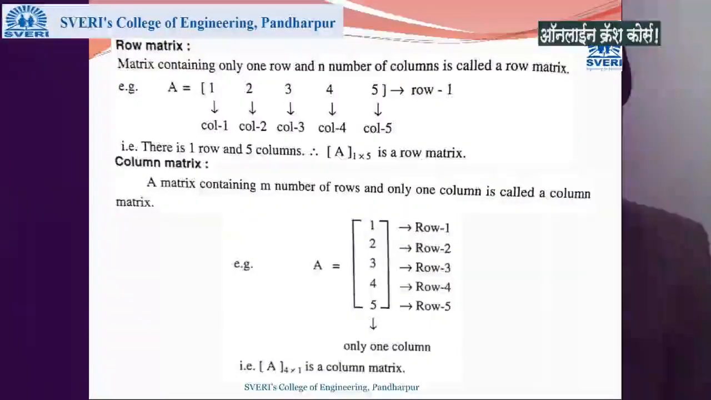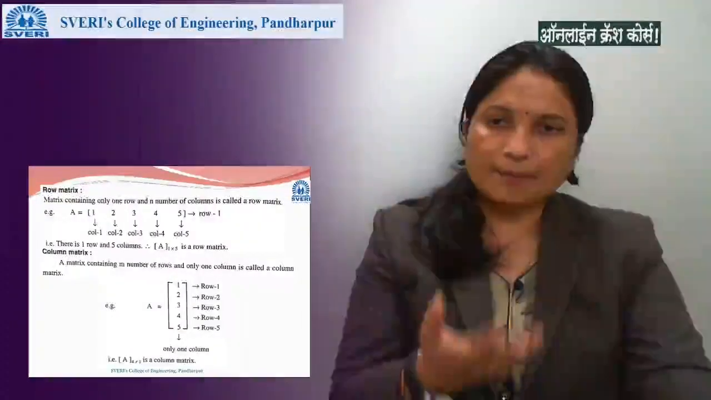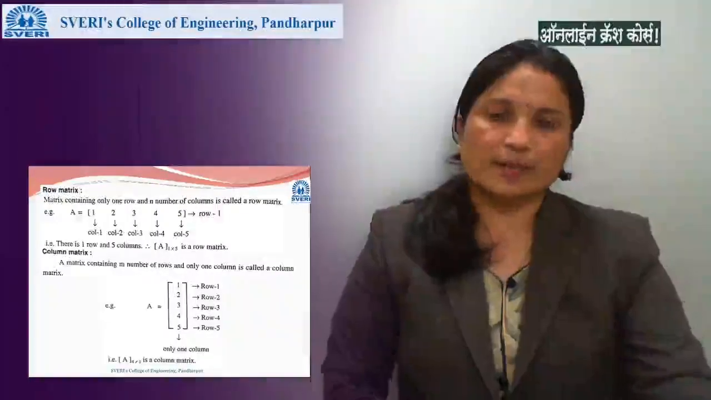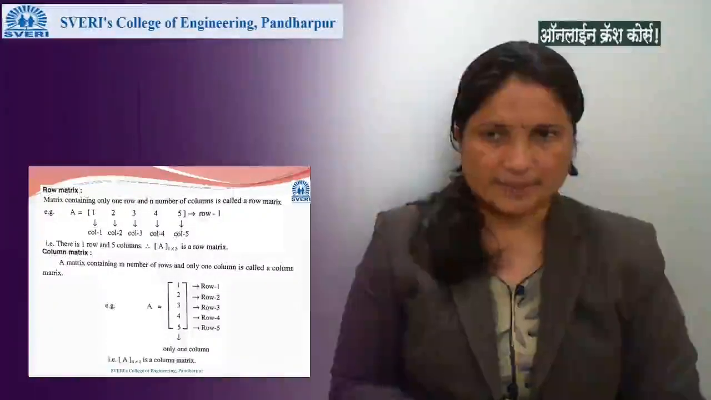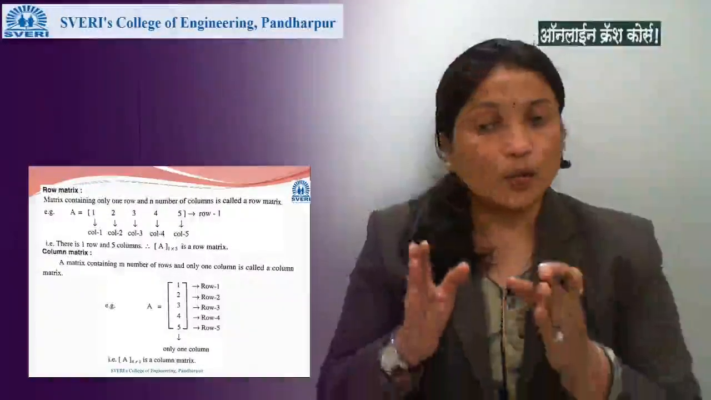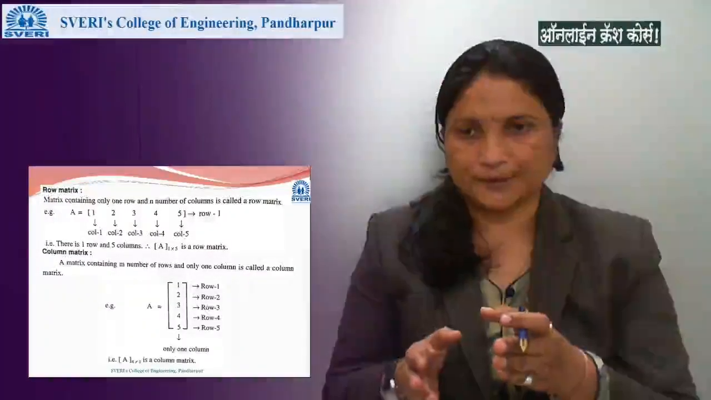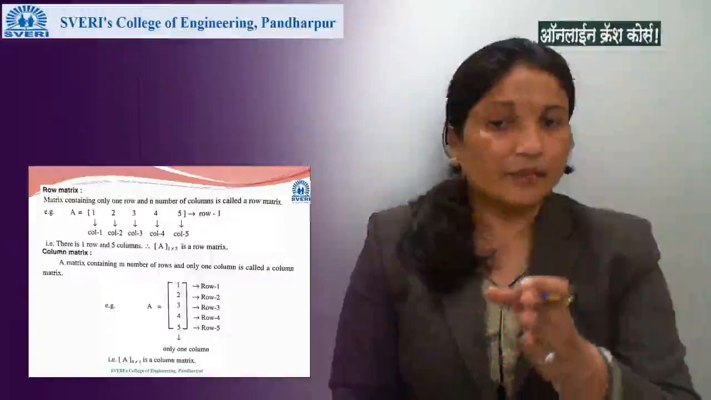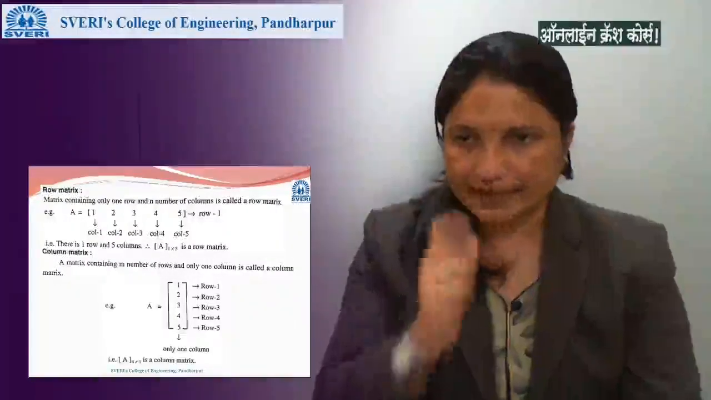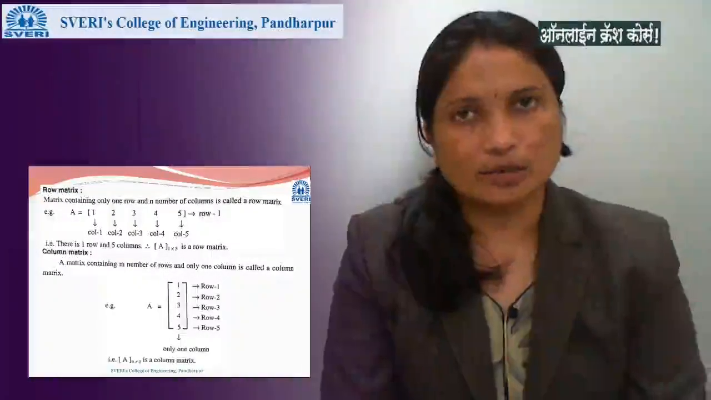Okay. Similarly, column matrix. A matrix containing m rows and only one column is called a column matrix. Okay. For example, again we are taking that same example. So here A is equal to, we are writing all terms in only one column. So we are taking a square bracket 1, 2, 3, 4, 5. Okay. How many rows are there? There are 5 rows. But there is only one column. So here a matrix A with order 5 by 1 and it is known as a column matrix.